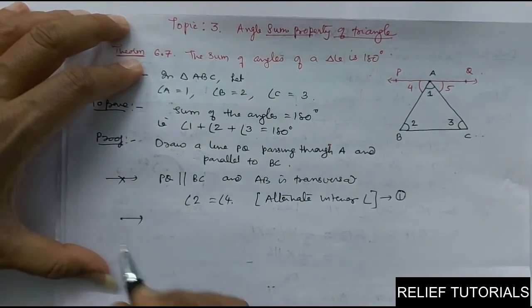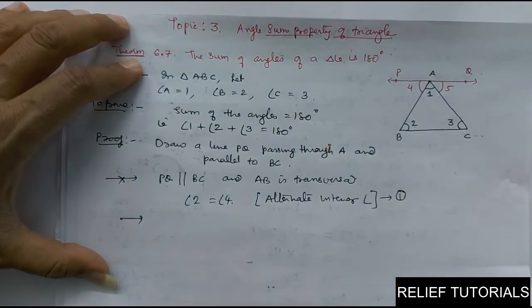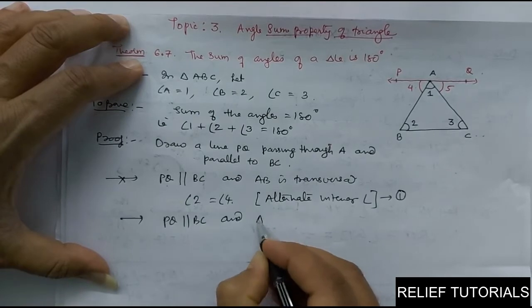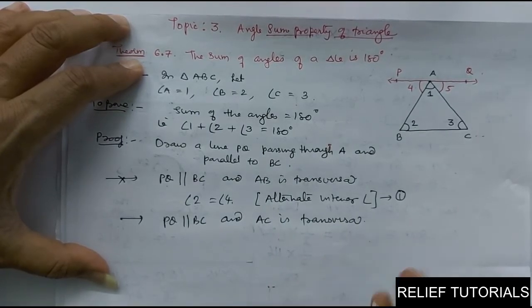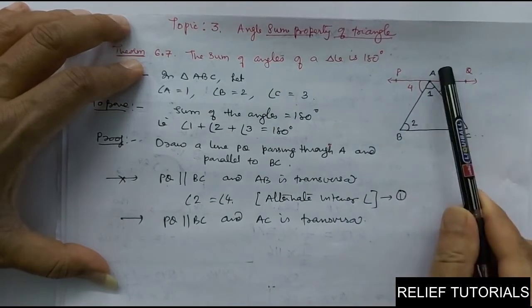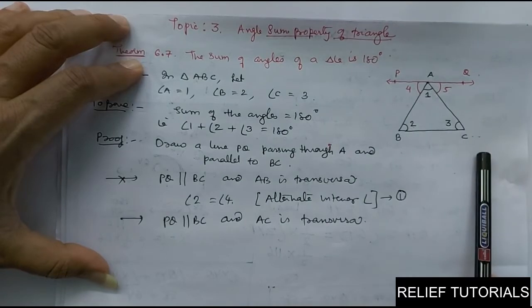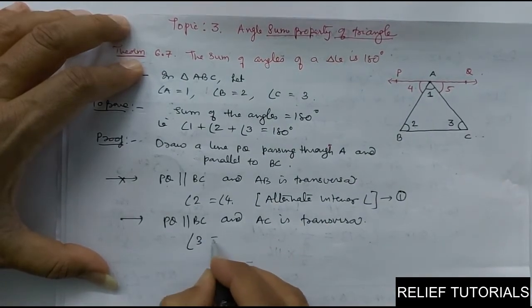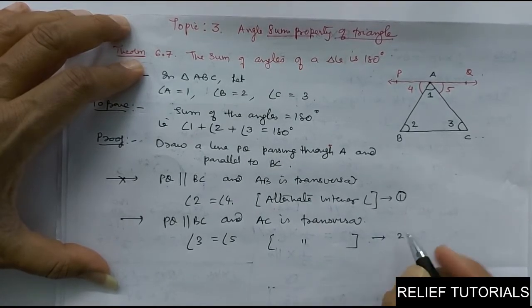Now once again, I will take PQ is parallel to BC and AC is the transversal. See, first I have taken PQ parallel to BC and AB as a transversal. Now PQ is parallel to BC and AC is a transversal. So I can say angle 3 is equal to angle 5. Same thing, you can say alternate interior angles. This I can take as 2.